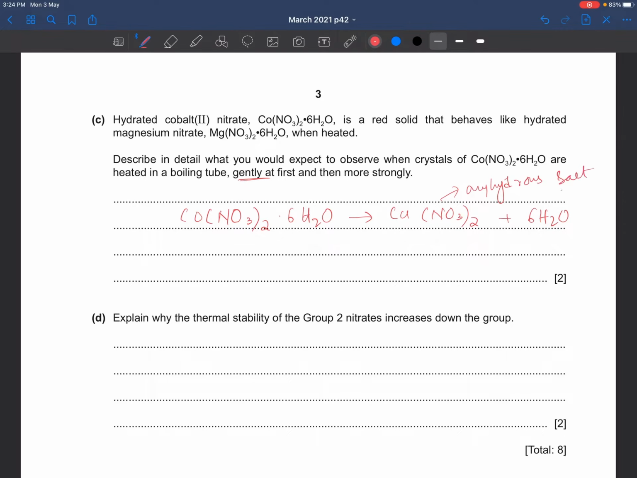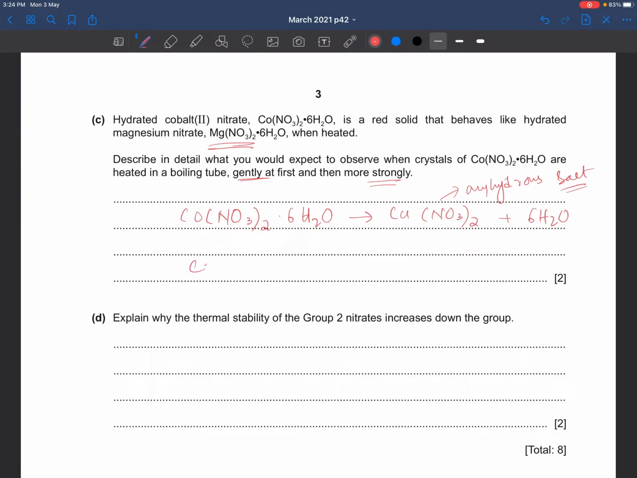Anhydrous salt. Okay. And the red solid would disappear. Next, on heating it more strongly, as they're saying that it behaves like magnesium nitrate, and magnesium nitrate is a nitrate of group 2 which decomposes into metal oxide, nitrogen dioxide and oxygen.